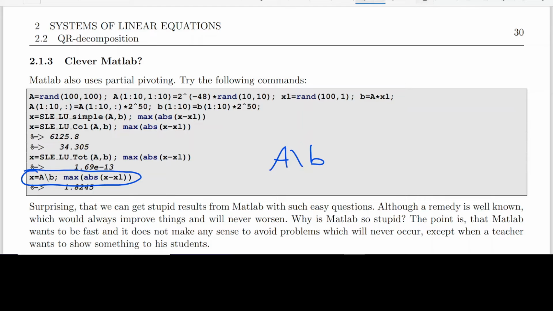And doing so, we will get a result X, and knowing the correct solution XL, we can subtract the solution which is correct and the solution we calculated. Then let's take the absolute value and let's look for the entry with the largest value. And then we get 1.8245, and in this situation again, all the answers in X are numbers between 0 and 1, and we are able to produce nonsense answers out of Matlab.